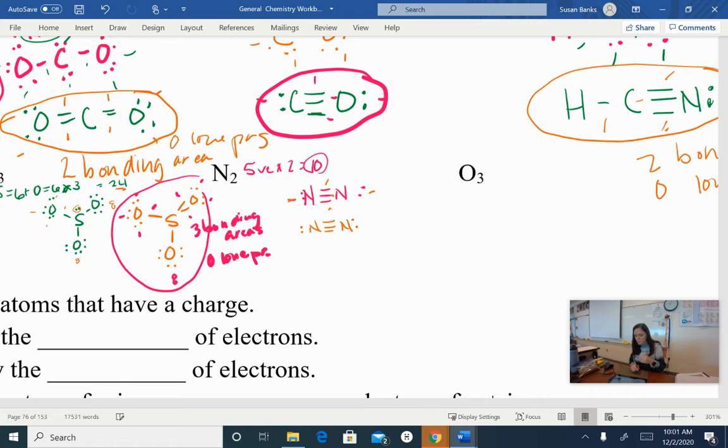And that triple bond on nitrogen is why we as human beings can't break it down. That's why we are dependent on bacteria in the soil to get nitrogen into the plant material so that we can actually process it. Okay, last but not least on here, we've got ozone.